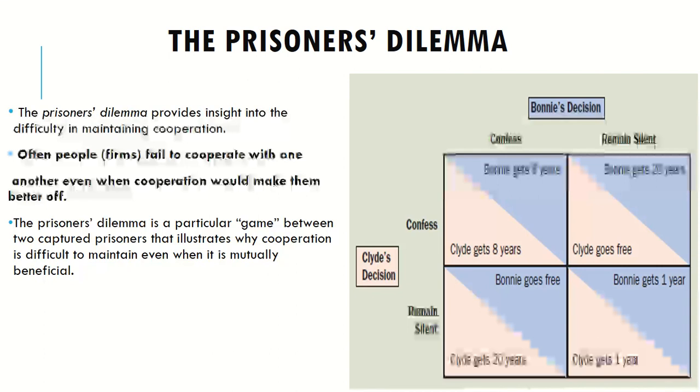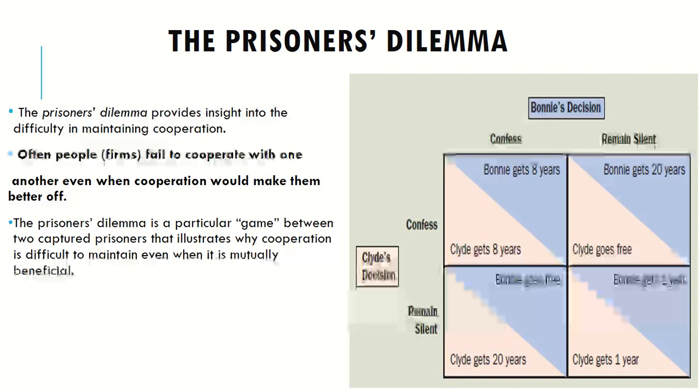Let's suppose that the police investigate them individually, and when the police investigate Bonnie, she doesn't know what Clyde is going to do. So she makes her own decision and confesses to the crime. On the other hand, when the police investigate Clyde, he also thinks to confess, and in the same way, he spends 8 years in jail.